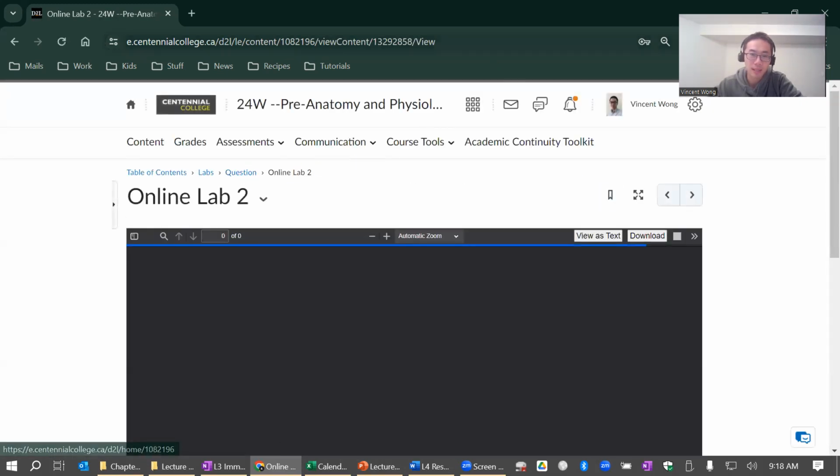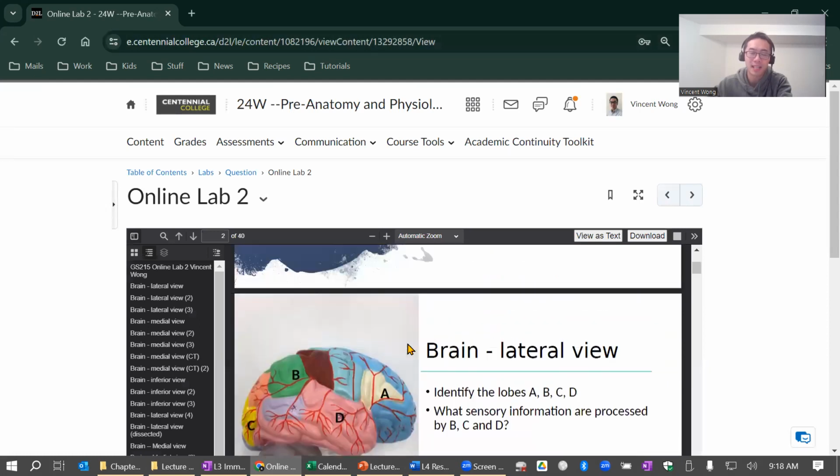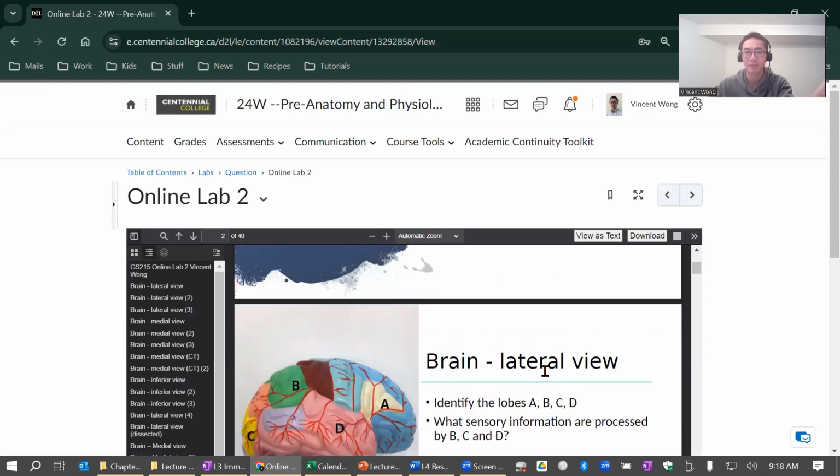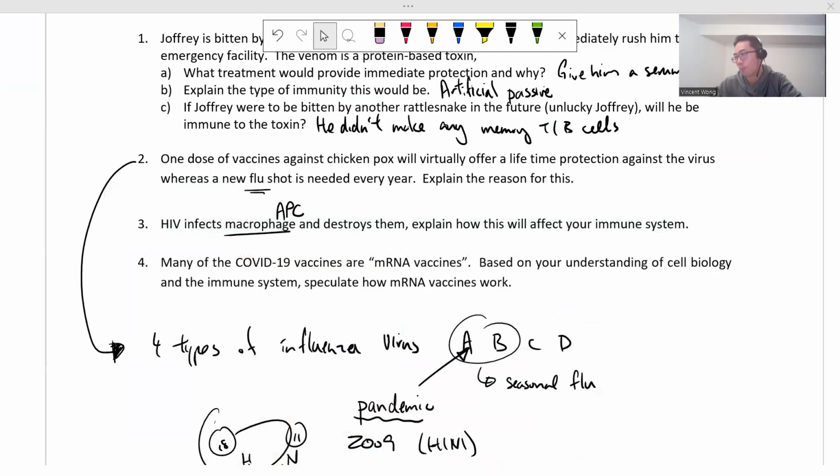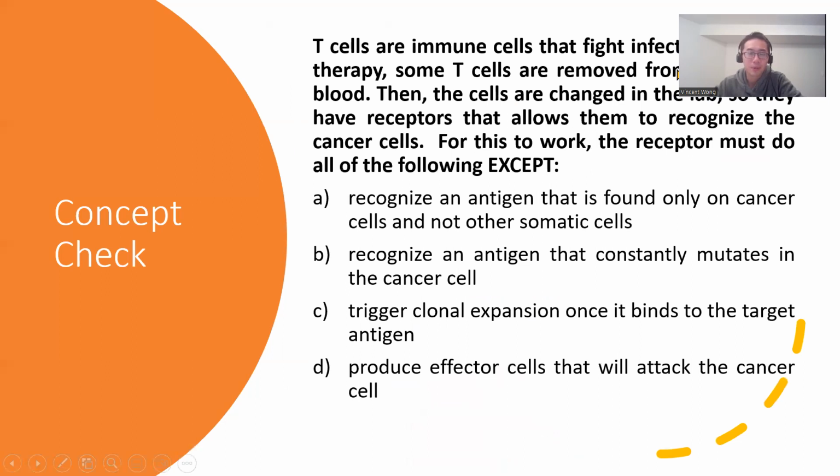Maybe I'll do it later. But yeah, it will make sense. If you open the second one and you see the brain, you're like, we never did brain before, right? Then you're not supposed to do it. I hope. All right, here's a question.